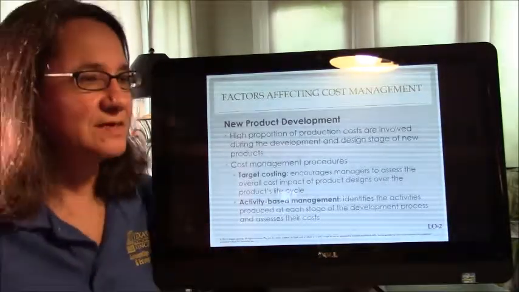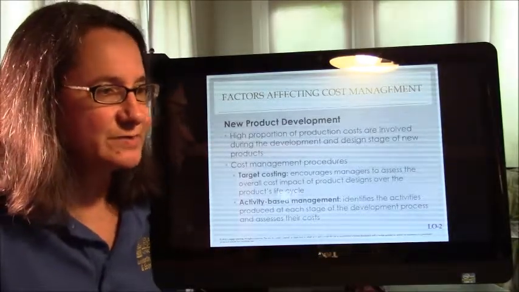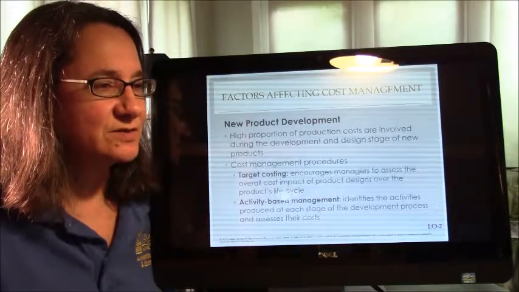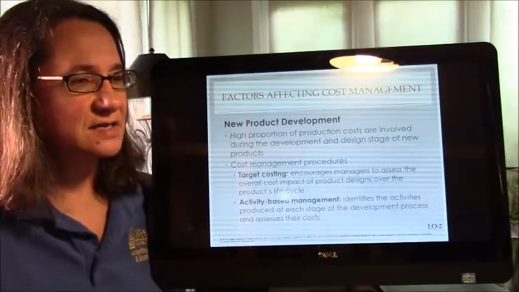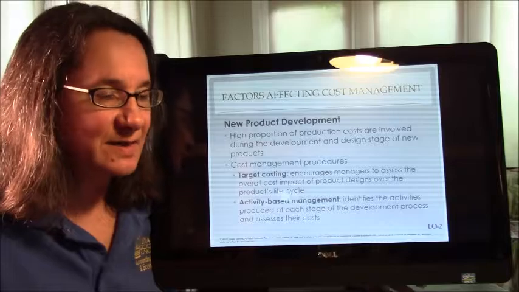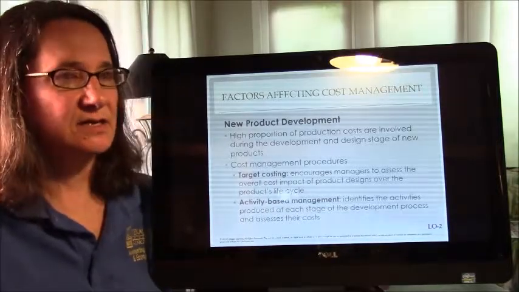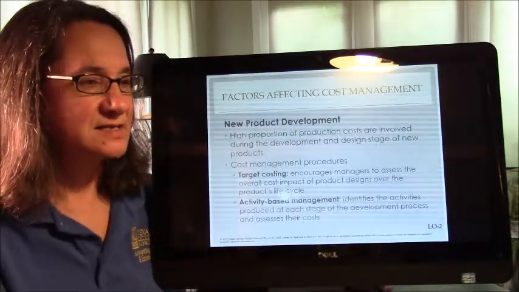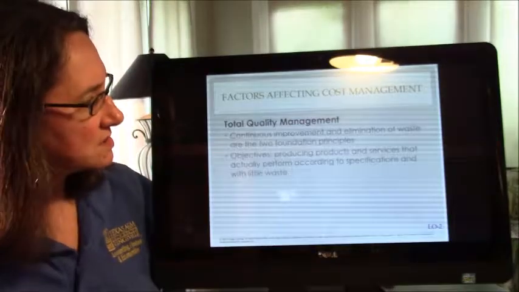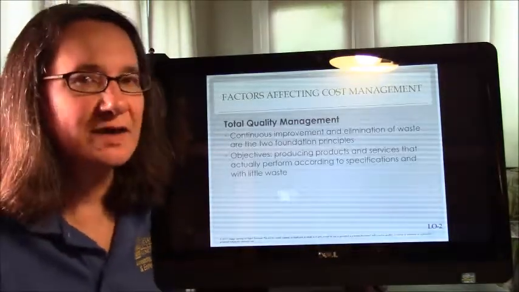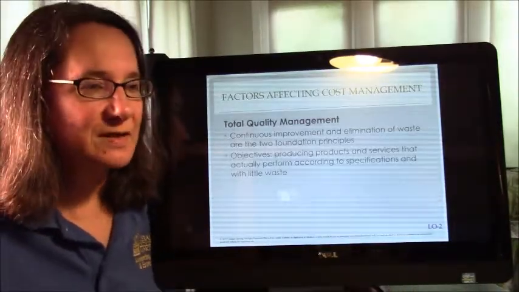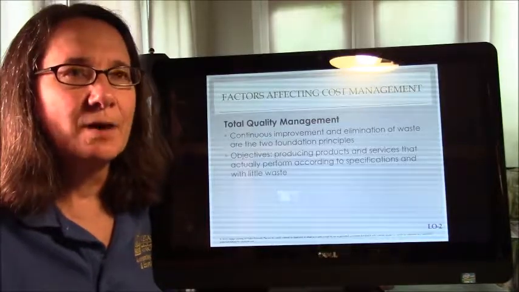New product development is different from what it used to be. So you'll need to understand that we're going to have target costs. There's going to be some activity-based management that goes along with assessing those activity-based costs. TQM, continuous performance, continuous improvement.